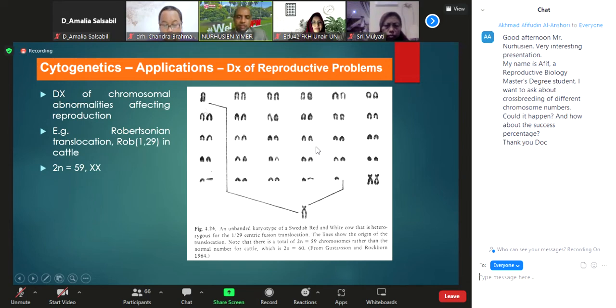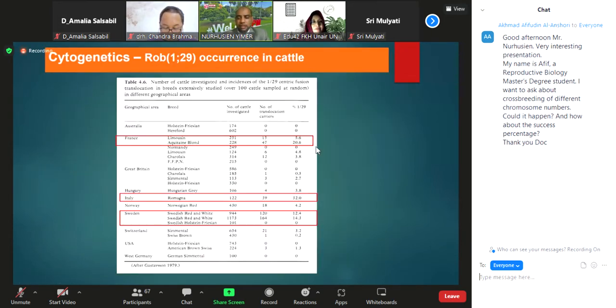So this translocation was first detected by the person named Robertson. Because of that, this translocation is also known as Robertsonian translocation 1;29, chromosome number 1 and 29. And this has resulted in reduction in fertility in cattle. There are several reports after the first report from Sweden, from different cattle breeds across the globe. And you can see here a summary of reports from the different parts of the world.